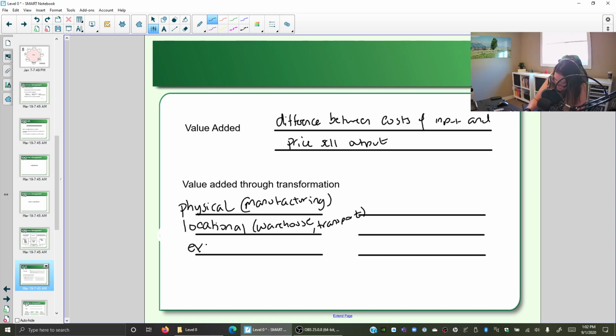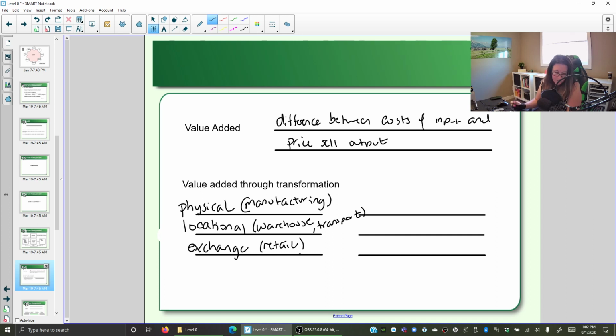There are other ways to add value. We have exchange. This is what is done in retail. You didn't make it, so it's not physical. You're not even moving it. What you are doing is providing access for your customers in an area near them. So if you think about the Gap, for example, the Gap didn't make it. They could even have other companies move it. And their value added is that they are making it available to the customer where the customer is.